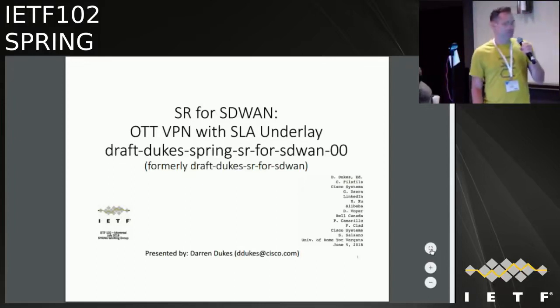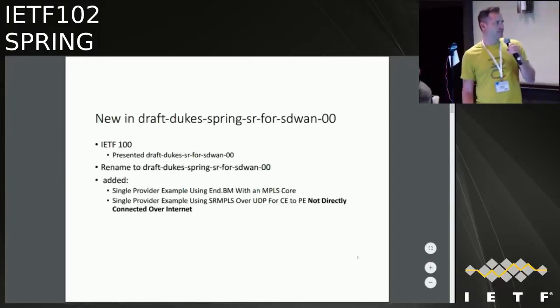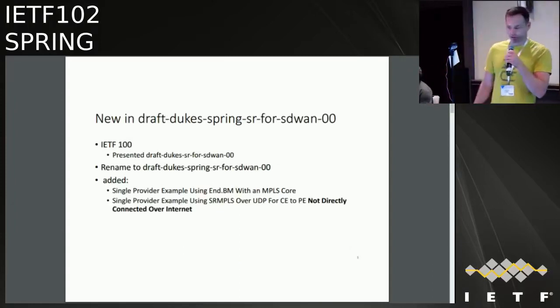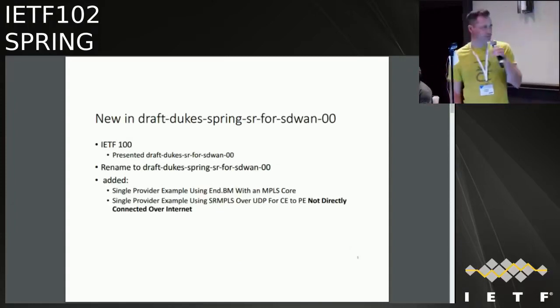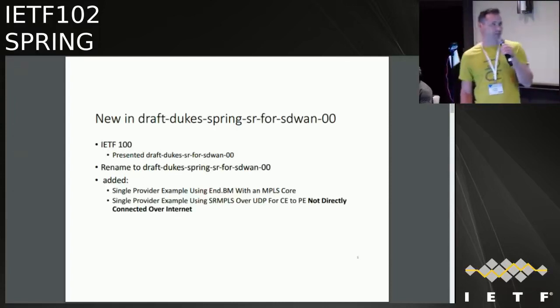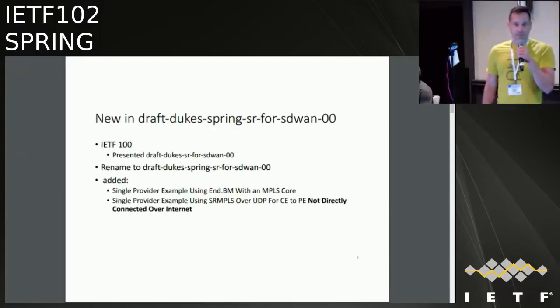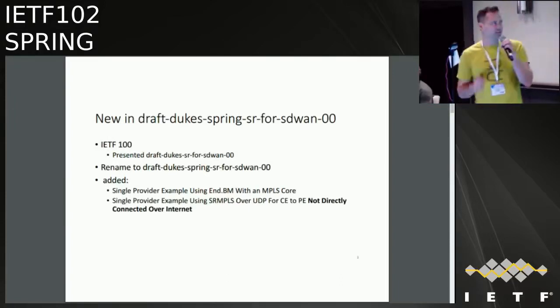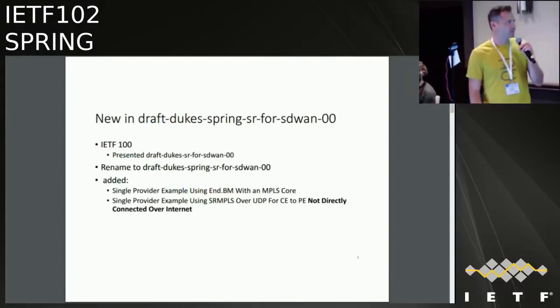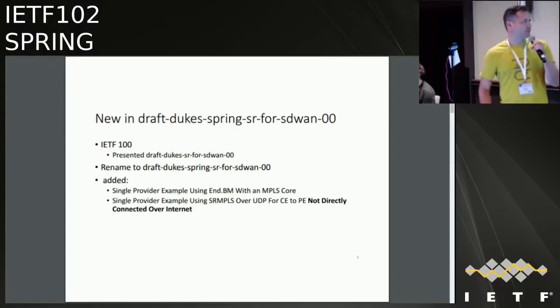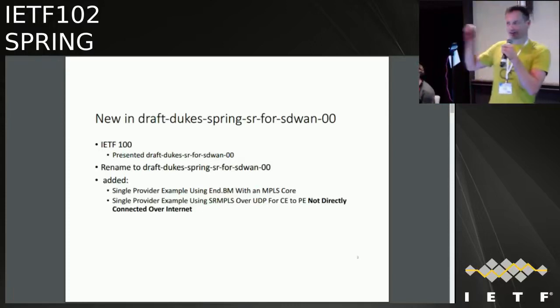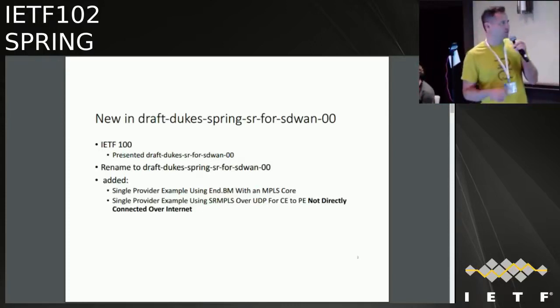This draft, draft-duke-spring-sr-for-sdwan, actually used to be called draft-duke-sr-for-sdwan-00. It was presented at IETF 100. It covered a lot of the SD-WAN edge to SD-WAN edge material that Linda's talk covered, including the selection of an SR policy through the underlay.